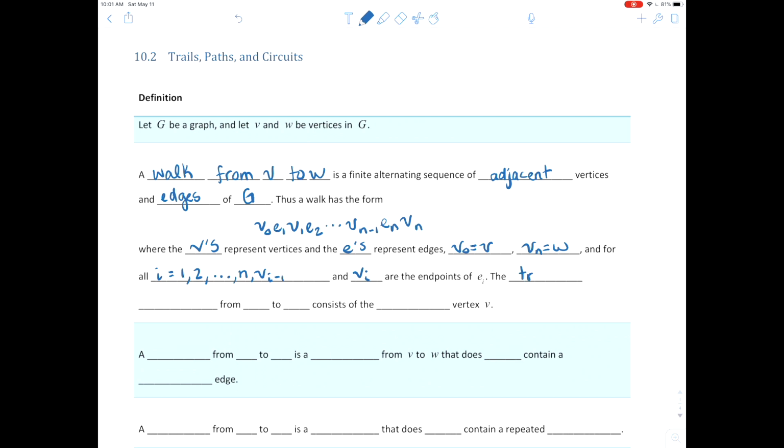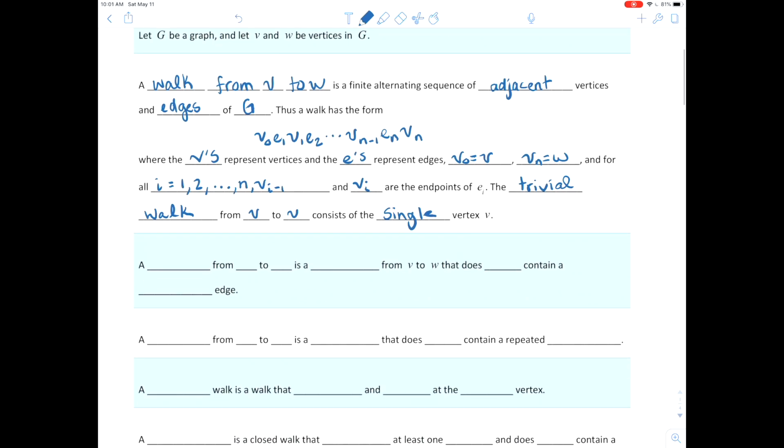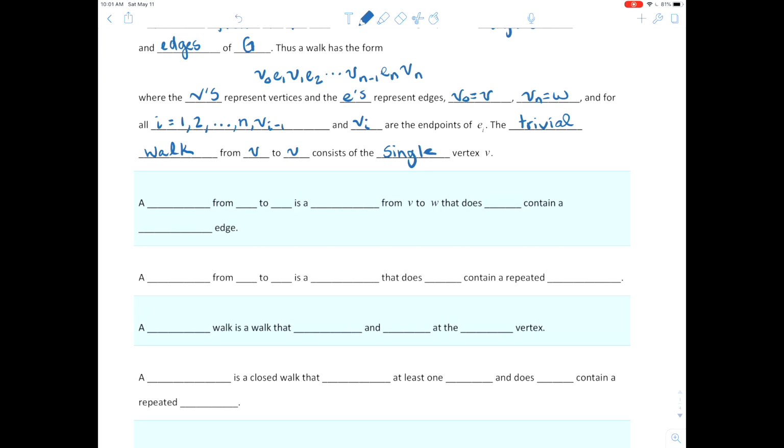The trivial walk from V to V consists of the single vertex V. So it turns out, if you have a trivial walk, you do not have to have an edge to have a walk. All right? Okay, so next up, a trail. So these definitions build on each other. So make sure that you learn them all and learn how to relate them to each other.